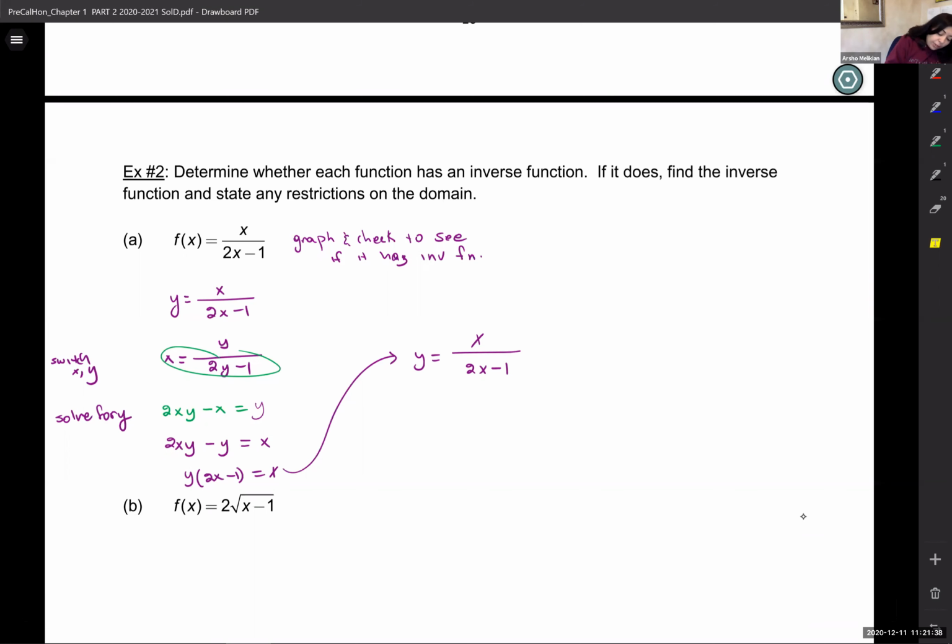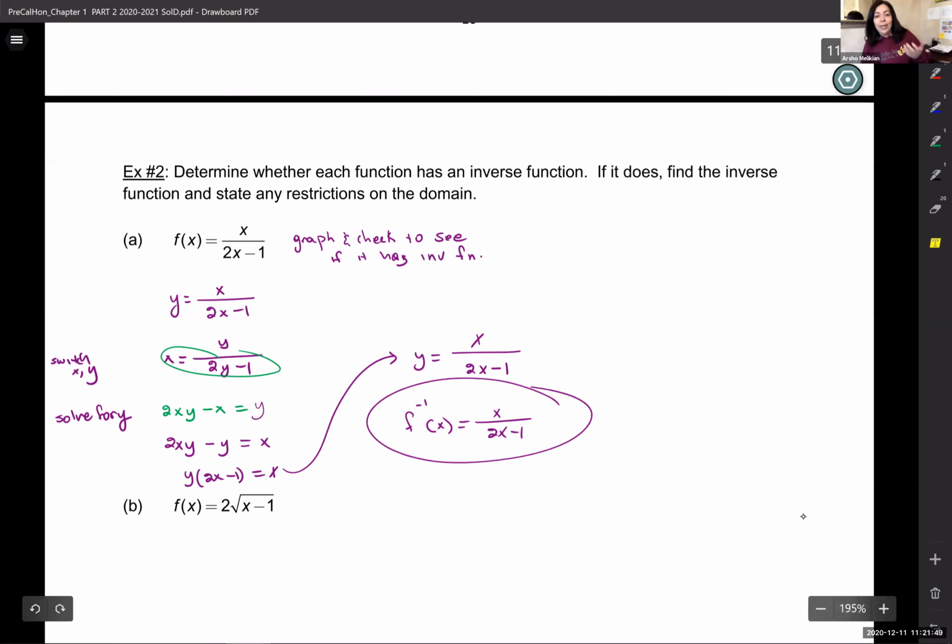Okay, that's the inverse. So I have to label it as inverse, right? I say f inverse of x is x over 2x minus 1. Oh my God, what happened here? The inverse of this function is the same thing as the original, so it's its own inverse. Does that happen? Is that okay? It's okay. Okay?